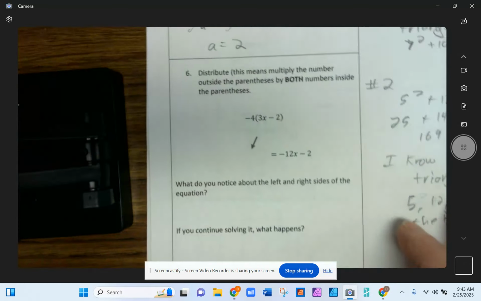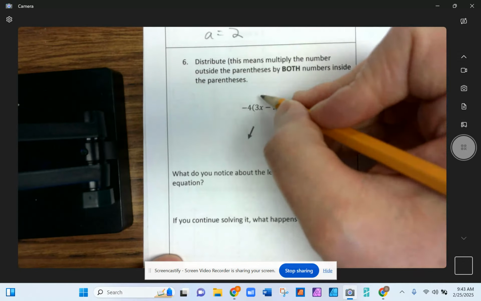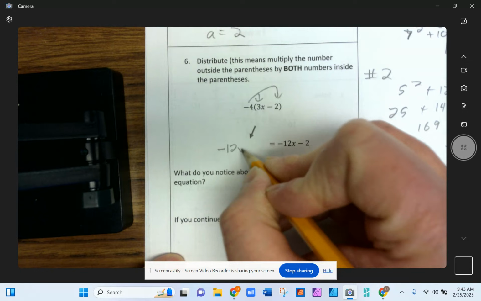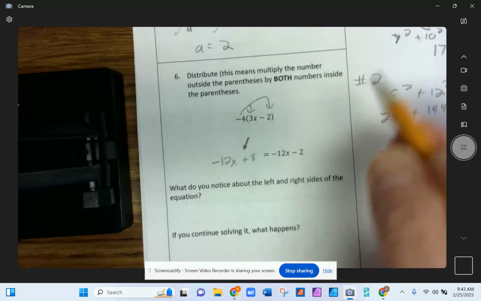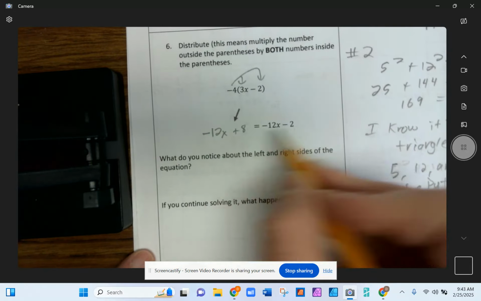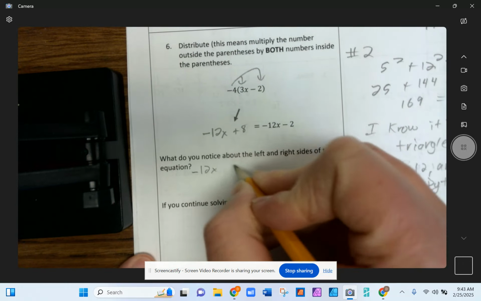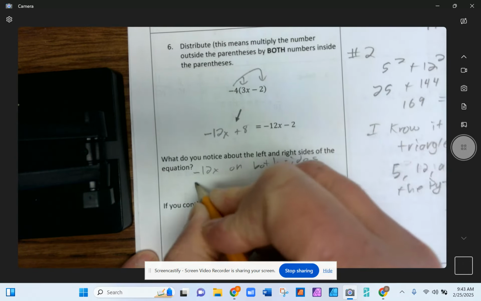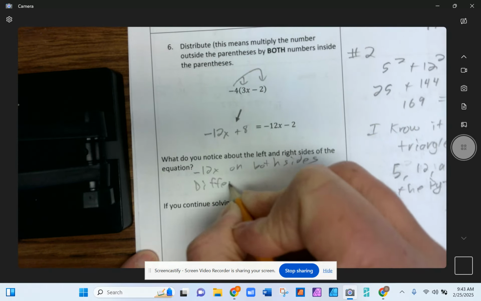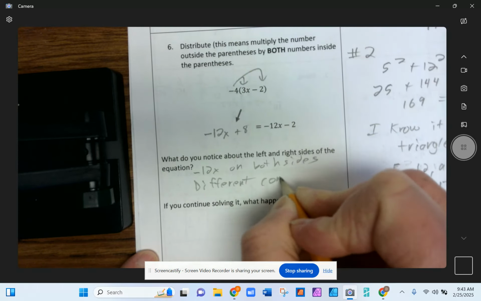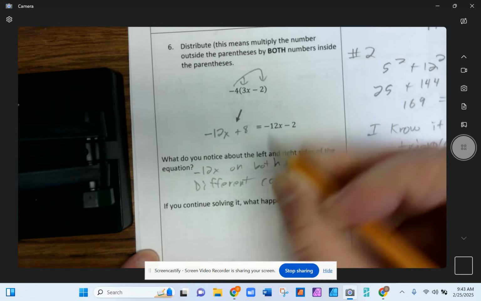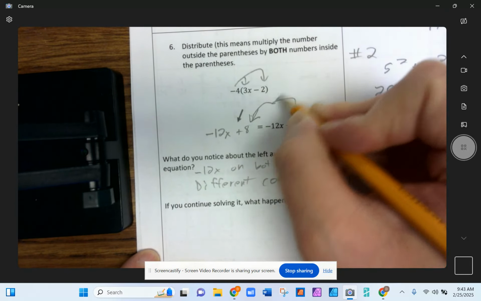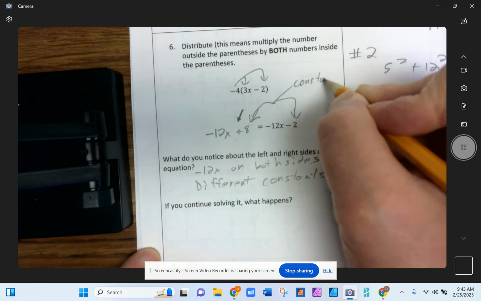Okay, so number 6, this is a bit of distribution. So we're going to distribute here, and bring that down here to negative 12x plus 8. And so now what do we notice? Well, we notice that we have negative 12 on both sides, with different constants. And that 8 and that 2, those are constants.